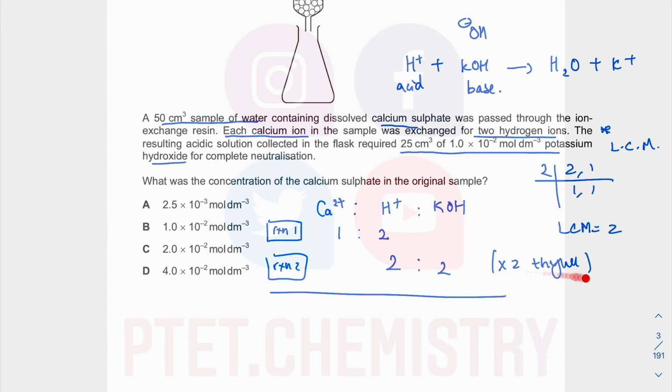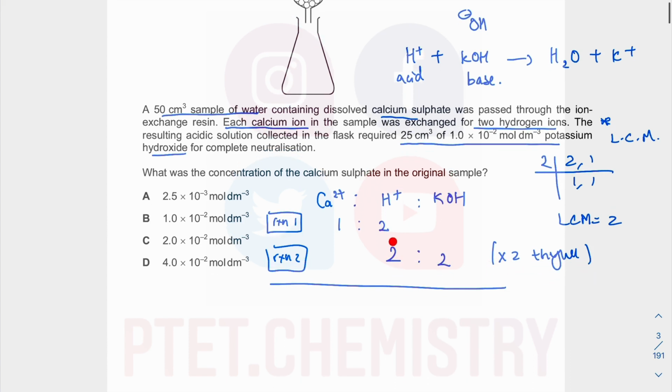What I've done is I've just multiplied by 2 throughout, and now you can see that this is 2 and 2. Because they are now the same, I can bring them down. That is the whole point of doing the lowest common multiple, primary school mathematics. Alright, 1 and then 2. What am I interested in? I'm interested in this and this because they want the calcium sulfate.